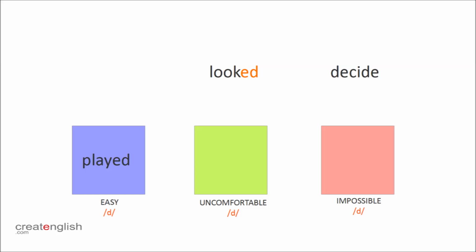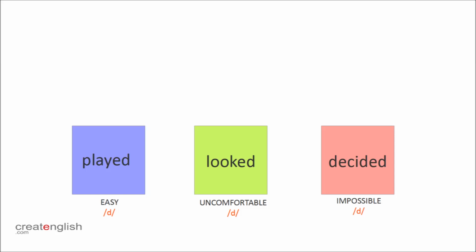To our third word, decide, I'm going to add a d only for it to have the ed ending. And I'll try to say it with d at the end. Decided. Well, because the last sound of decide is d, I cannot pronounce another d after it. It's kind of impossible. So I'll put it in the third box.